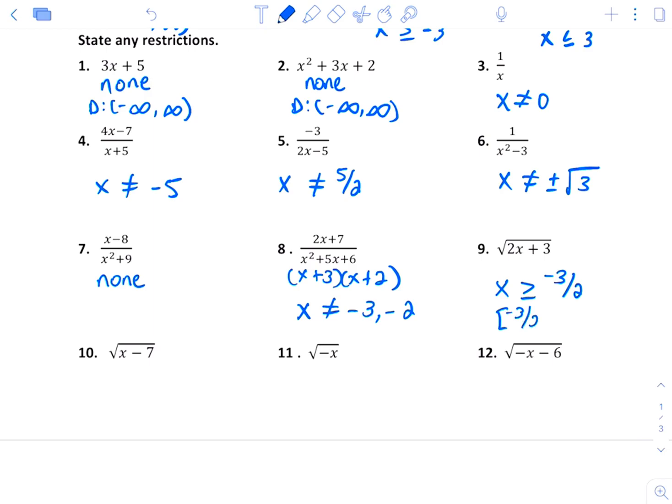Now, as you're looking at these answers, I'm writing them in different forms. So if you matched one of the forms that I'm writing, that's fine. You don't need to include both. So sometimes it's easier to do the inequality notation. Sometimes it's better to do the interval notation. And some of that's personal preference too.